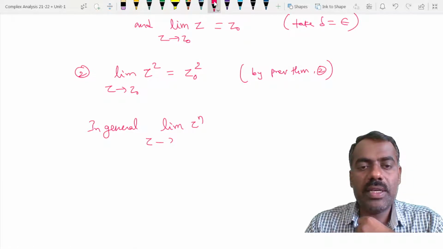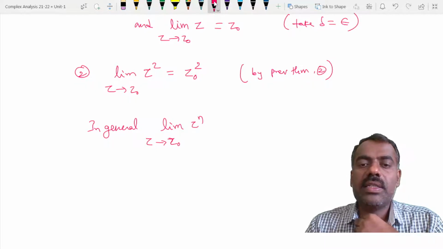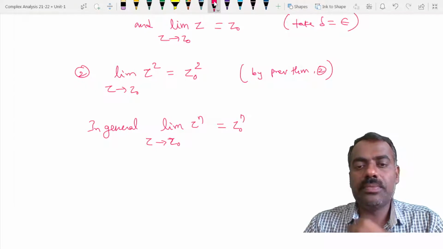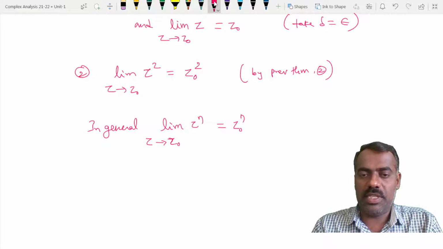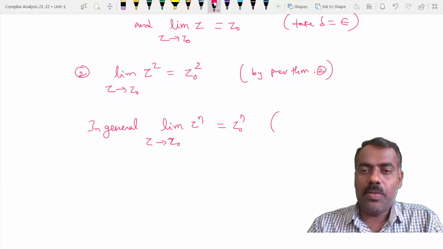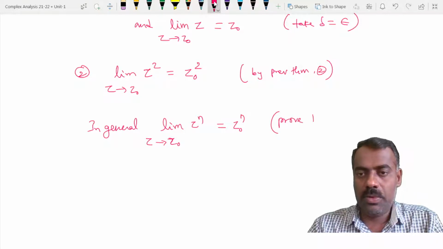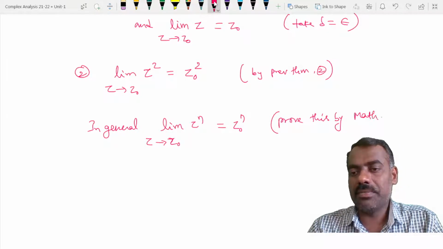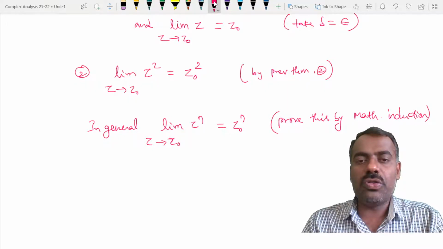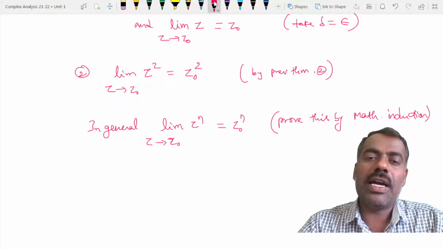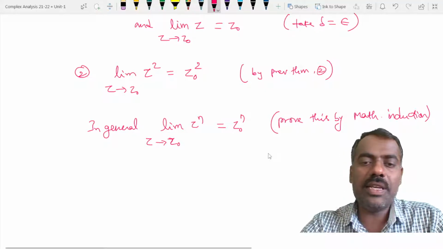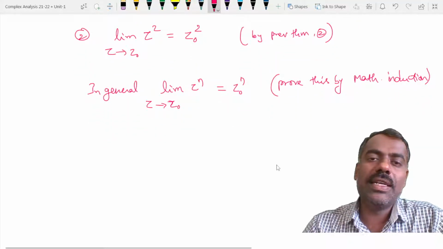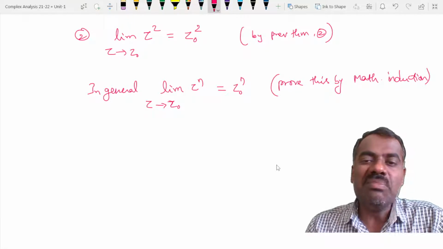As z tending to z naught, this is z naught power n, plus 2n. Yes. If you want, you can prove this by mathematical induction. Right? Because it is true for 2, then assume for n, any n, then prove it for n plus 1. Right? Just use the product rule every time.